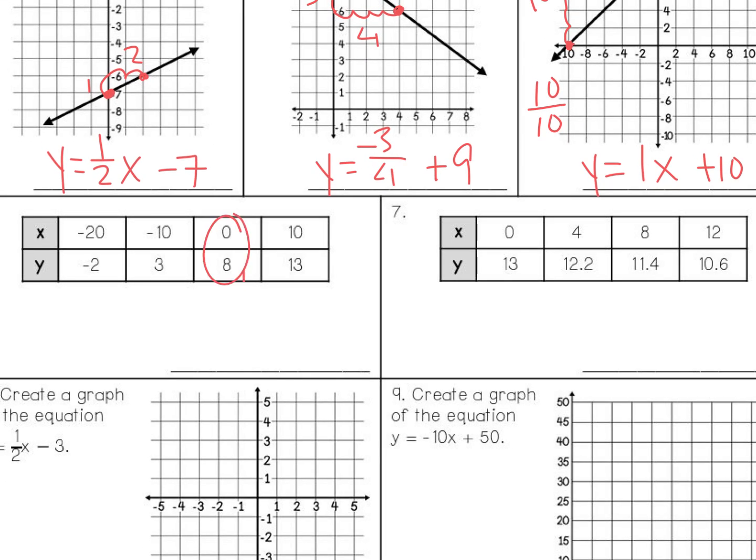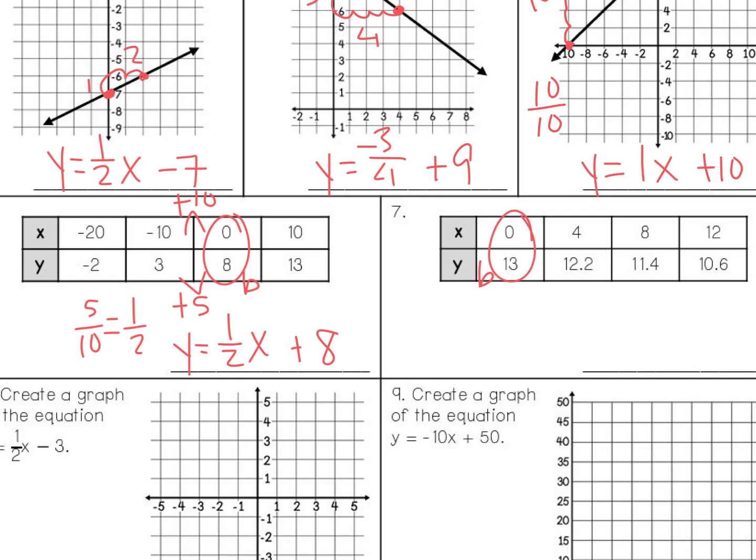In our table, here is our b. And then you can do change in y over change in x, plus 5 over plus 10. So 5 over 10 is 1/2 for your slope.